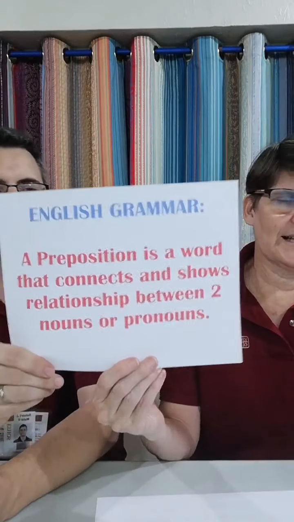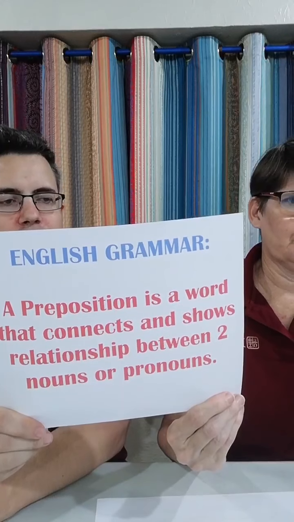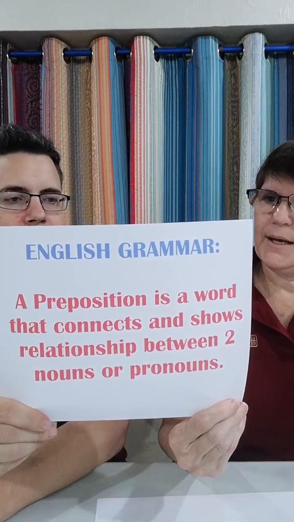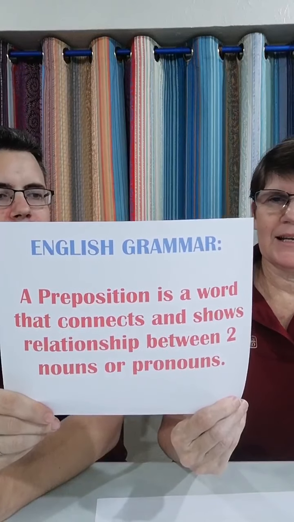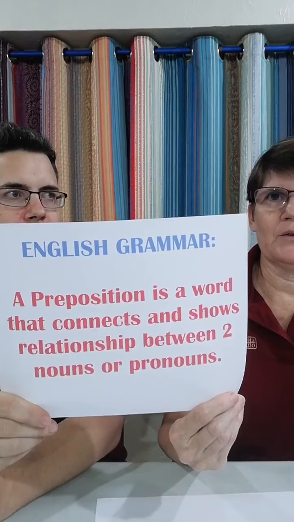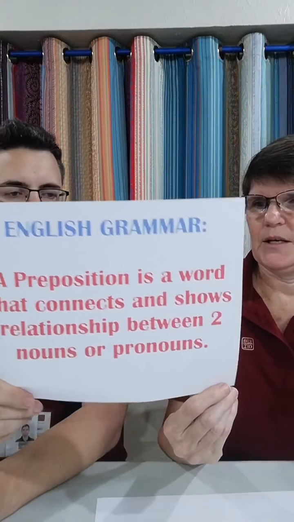Okay, so what exactly is a preposition? A preposition is a word that connects and shows a relationship between two nouns or pronouns. It sounds a little confusing, maybe, but it just shows the connection between the prepositions and the words. You'll usually have either two nouns or a noun and a pronoun, which you'll see in our examples here. But they show some kind of a connection.